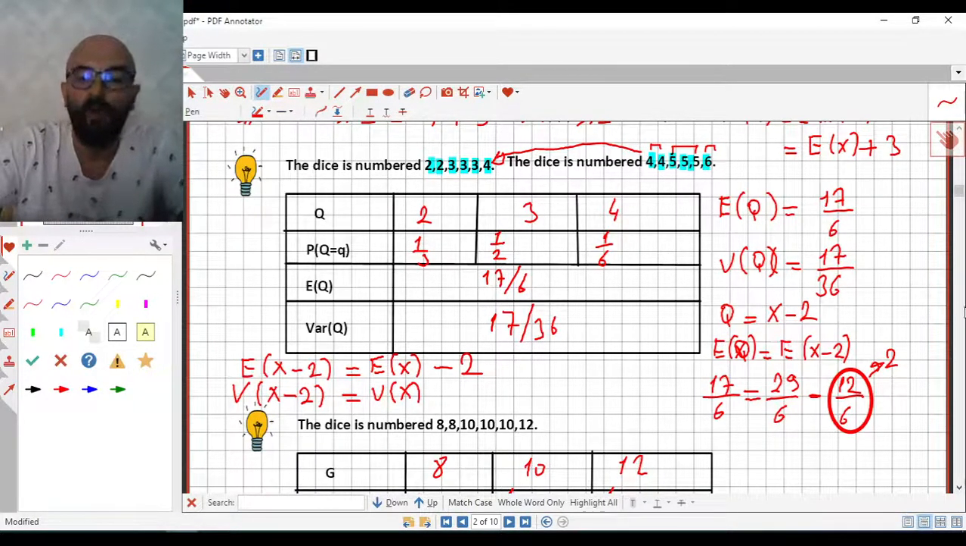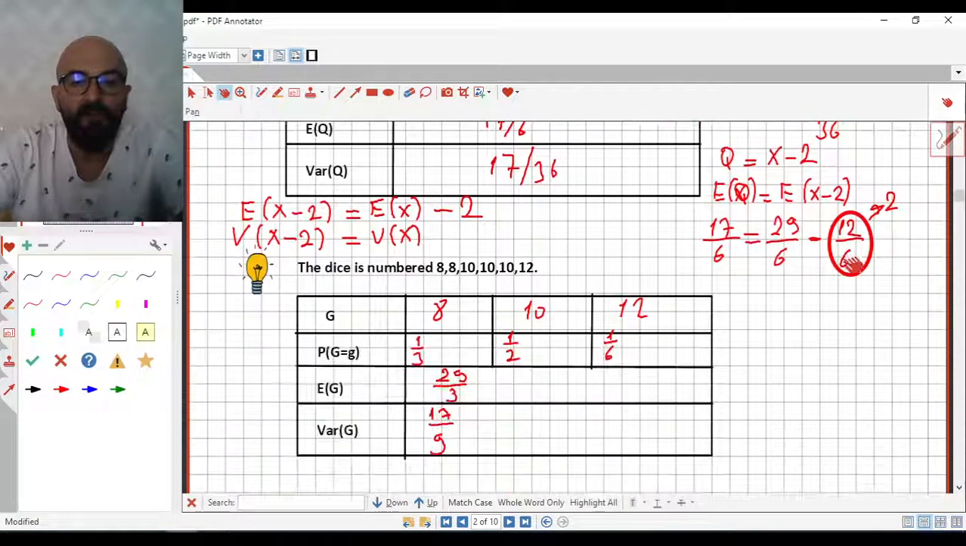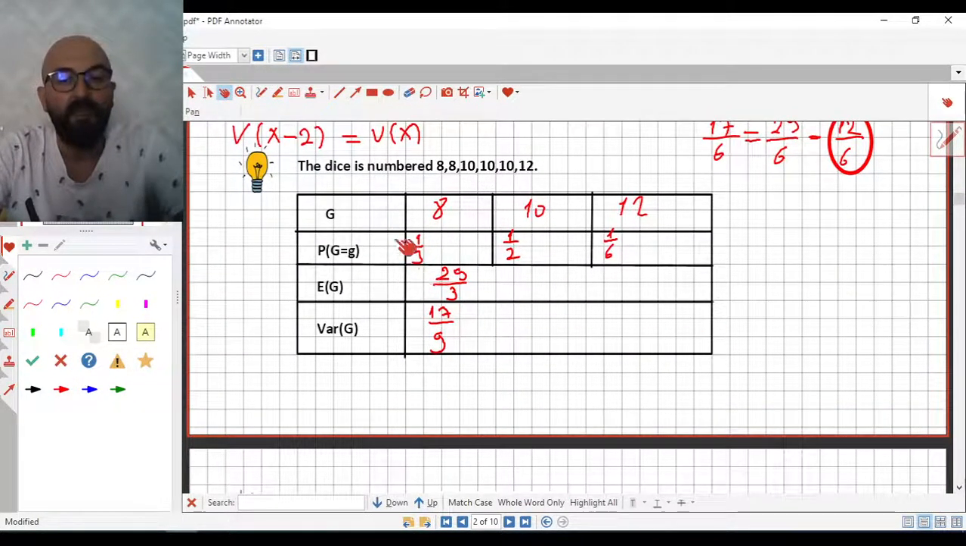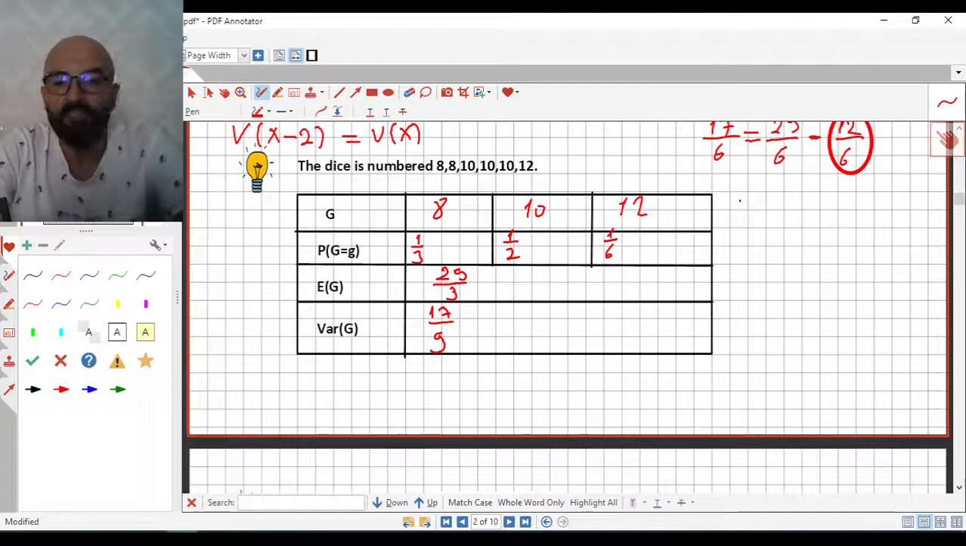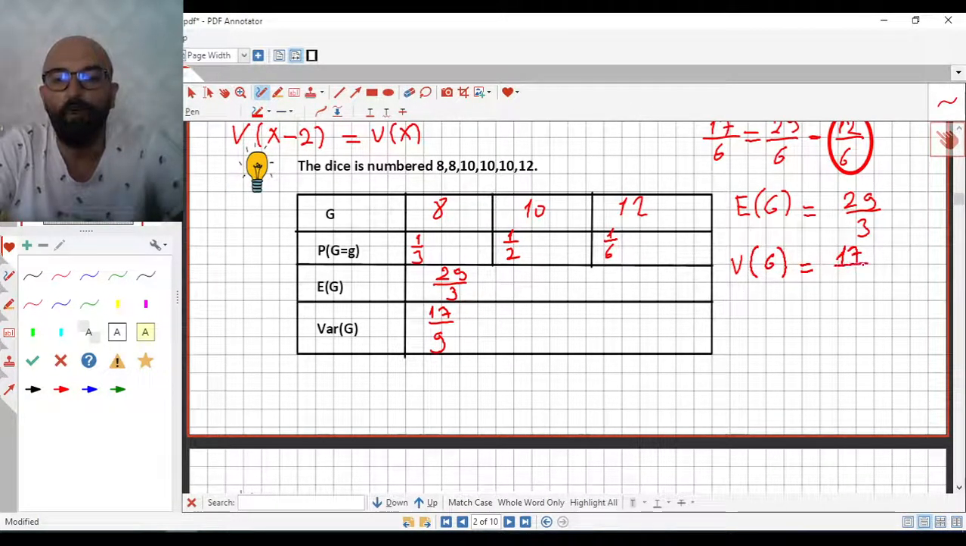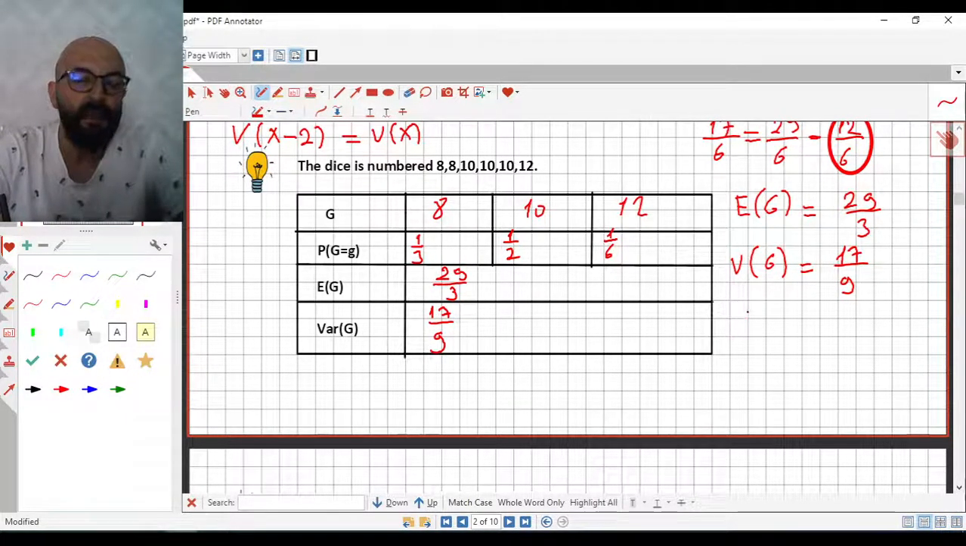Okay. Now we have another problem. The fourth dice is numbered 8, 8, 10, 10, 10, 12. So the expected value of G is 29 over 3. The variance of G is 17 over 9.